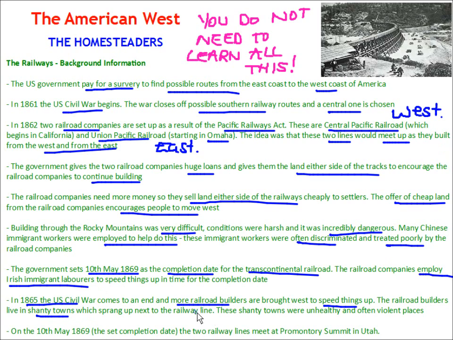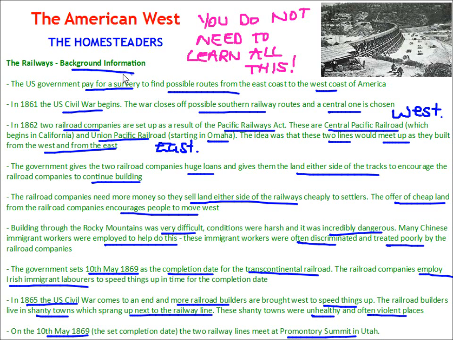The railroad builders live in shanty towns which sprang up next to the railway line, but these shanty towns were unhealthy and often violent places that contained saloons, where lonely railroad builders without families would hire prostitutes and drink. So finally, on the 10th of May, the set completion date, the two railway lines meet at Promontory Summit in Utah. That's the point where the lines meet together. The Transcontinental Railroad meant that it was extremely fast to travel across the continent. Before, there was no specific railroad that did the whole journey. To travel from east to west, I think it now took about 10 days, which was a lot quicker.